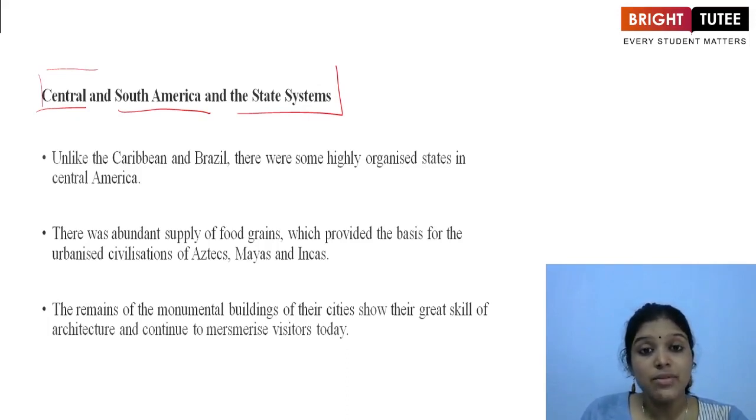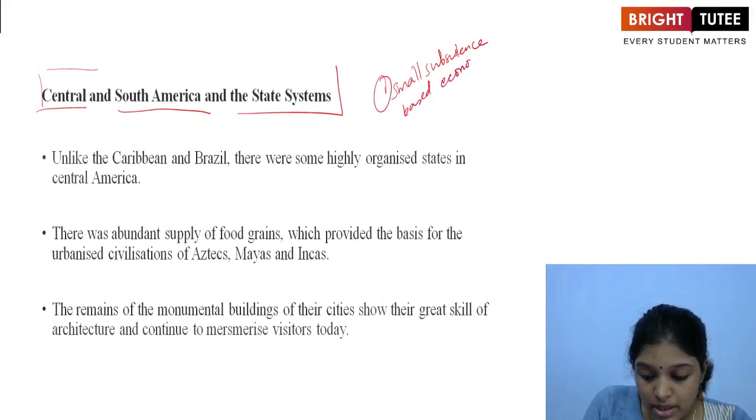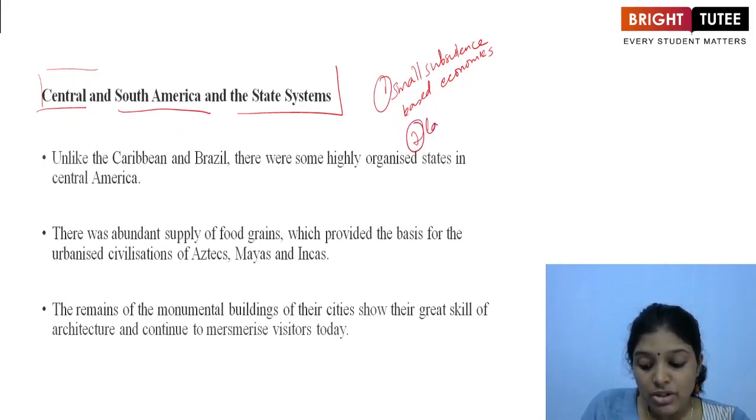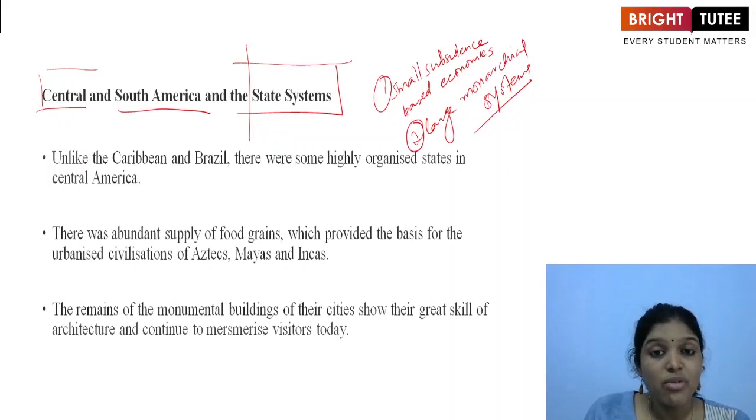We had already seen that there were two cultures which were dominant in America during this period. One is small subsistence based economies, and the examples we have already seen, like Arawaks is an example of the small subsistence based economy. And then second was large monarchical systems with a kingdom and other advanced administrative setup.